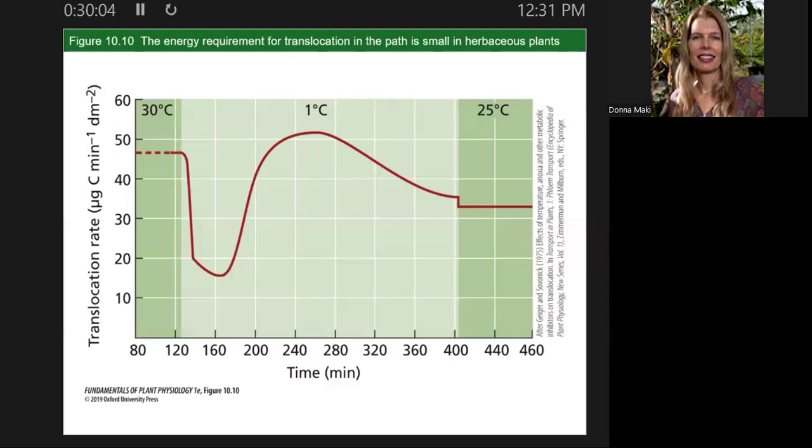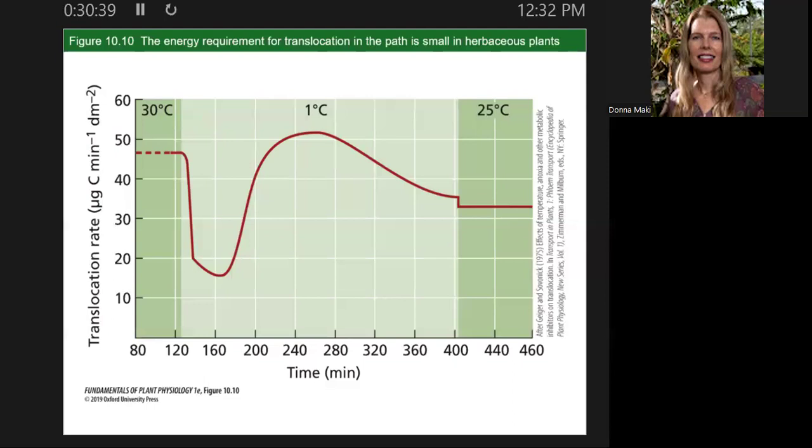And so they were looking to see if translocation would tank. And initially it did, but that is more the plant just going, ooh. It was a shock to the plant going from 30 to 1. That's shocking. And then the plant acclimated and went, oh, yeah, I can deal with this, and it started to do phloem translocation again. If the plant depended on ATP for phloem translocation, it would have tanked and stayed tanked.